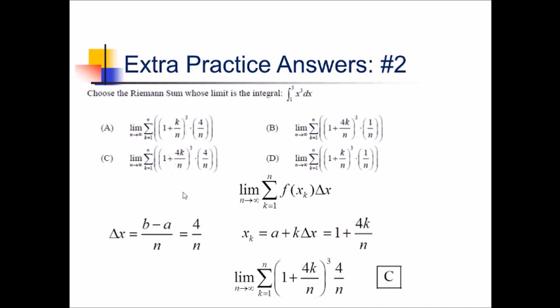They're all pretty close, but you'll notice that choice A didn't have a 4k, and in choice B we were missing the 4 over n there. And D was just wrong for both of those reasons.